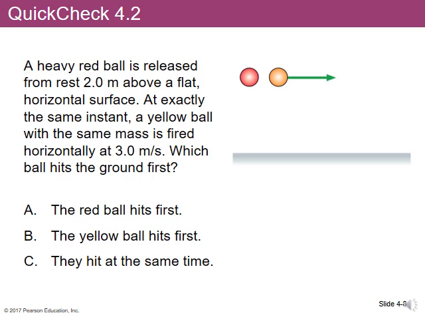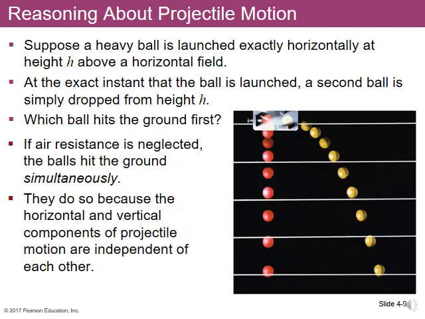So think about this. Which ball do you think would hit the ground first? The red one dropped from rest, the yellow one shot horizontally. Most people are tempted to say that the red ball hits first. Intuitively, you think the red ball is not moving, it's just going straight down, so it's going to hit first. But that's incorrect, because the yellow ball only has a horizontal velocity to start with. Its vertical velocity is also 0. So the initial velocity in the y direction for the red ball is 0, and the initial velocity in the y direction for the yellow ball is also 0.